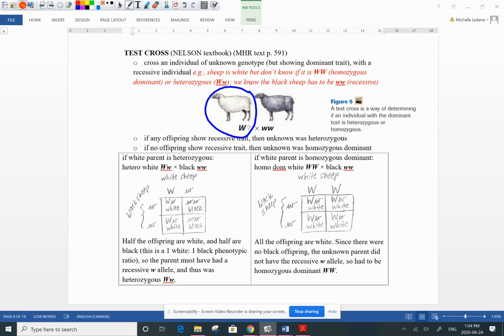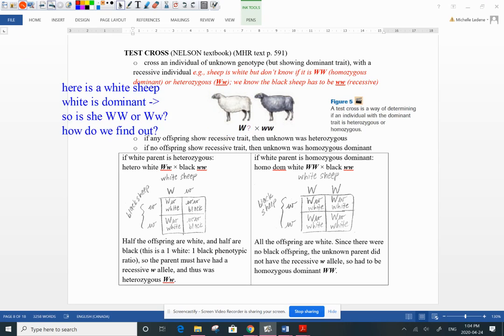So, white is dominant, and we see that it is white, but we don't know, is this sheep homozygous dominant? Or is it heterozygous? We can't tell by looking, by inspection, by just that phenotype alone, right? We know that as soon as you have a dominant allele, you get the dominant trait. So how on earth are we able to decide, is this individual homozygous dominant or heterozygous? How do we solve this problem?